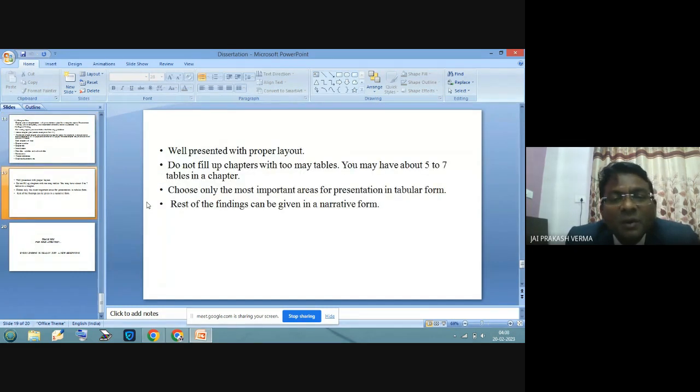Keep it well presented with proper layout. Do not fill up a chapter with too many tables. You may have about 5 to 7 tables in a chapter. Choose only the most important areas for presentation in tabular form. The rest of the findings can be given in narrative form, like storytelling, as you are talking about the development issues related to rural people.